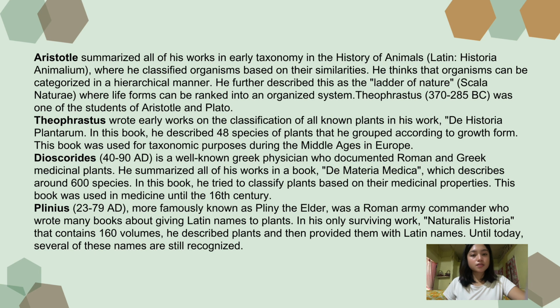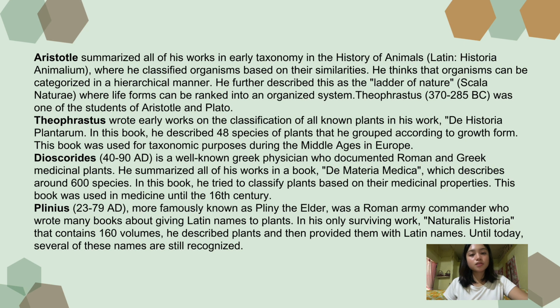Theophrastus was one of the students of Aristotle and Plato. Theophrastus wrote early works on the classification of all known plants in his work, the Historia Plantarum. In this book, he described 48 species of plants that he grouped according to growth form. This book was used for taxonomic purposes during the Middle Ages in Europe.